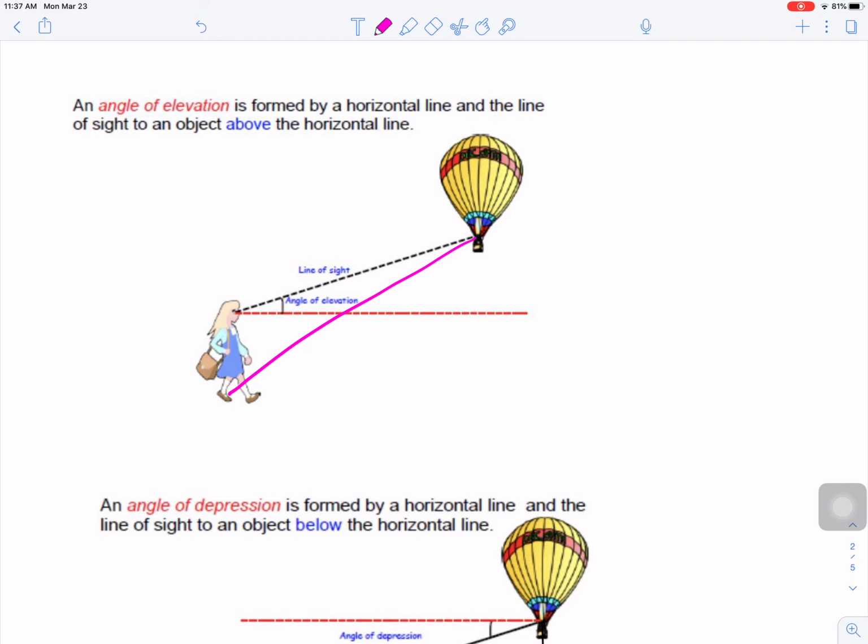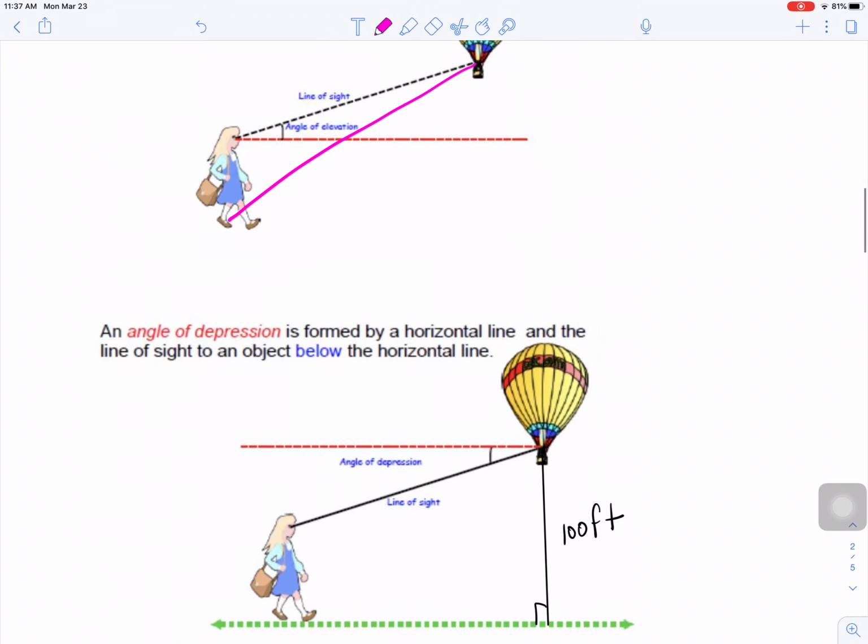The angle of depression is, now don't imagine you're Goldilocks. Imagine that you are in the balloon, and your normal line of sight is that red horizontal line. Do you see it? When you look your eyes down to see Goldilocks, you're using what's called an angle. You're not elevating your eyes, you're lowering them, so it's an angle of depression.